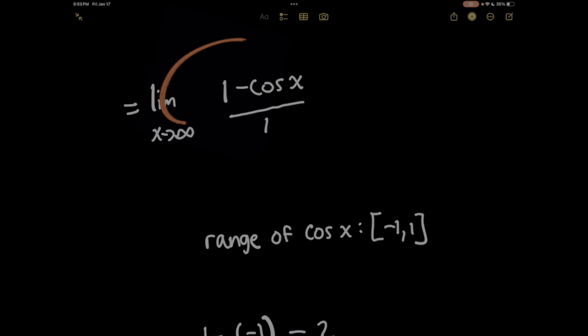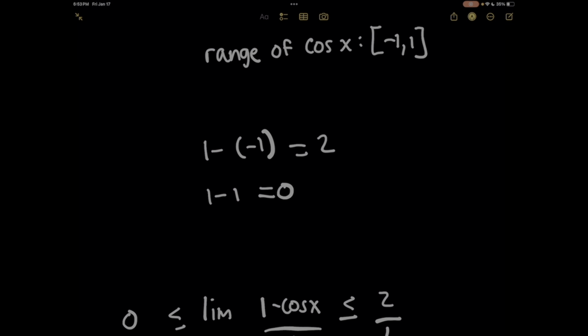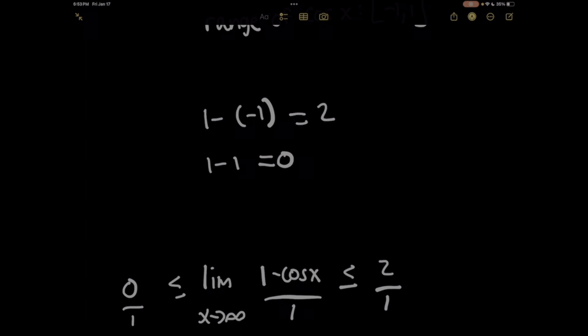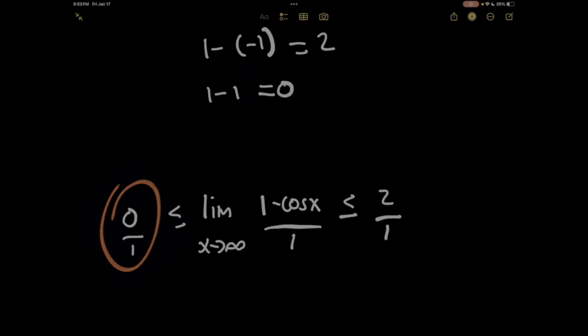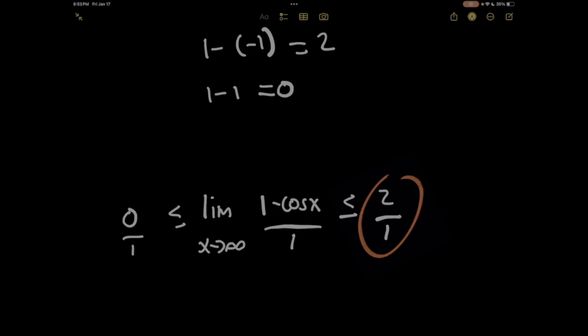So I can actually rewrite this limit now as being sandwiched or squeezed between two values. I'll take the smaller numerator value, that 0, and I'll put it on the left here, divided by that denominator of 1. And I'll say that that is going to be less than or equal to the limit. But then the upper bound that's greater than or equal to the limit itself is going to be that larger numerator of 2 divided by 1.